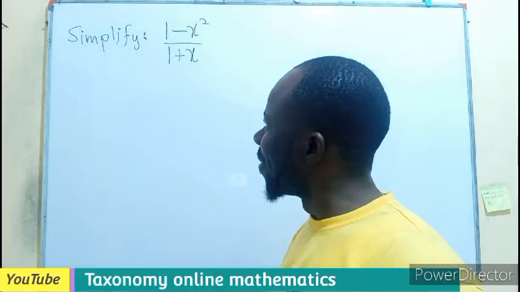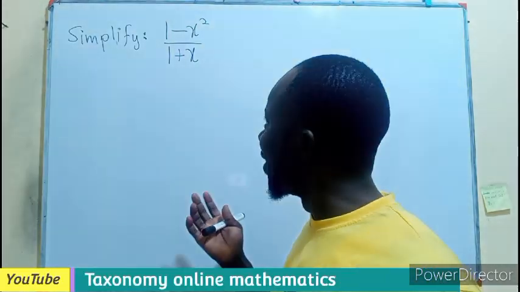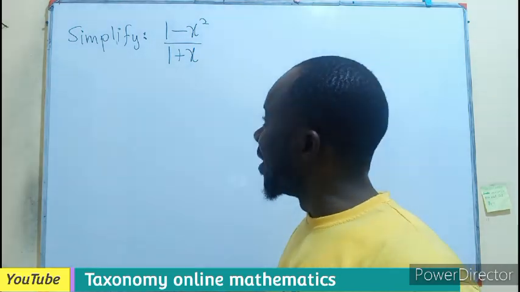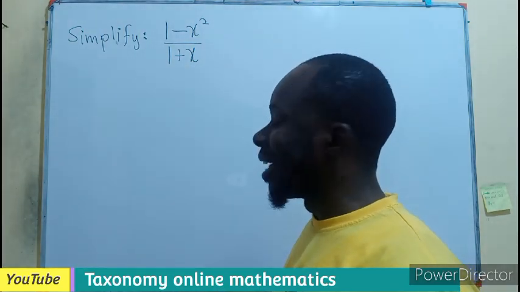Welcome. Let's simplify this. This looks like nothing can be done again. (1 minus x squared) divided by (1 plus x).